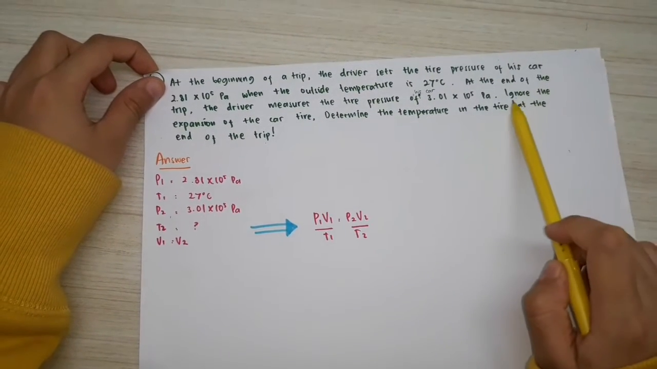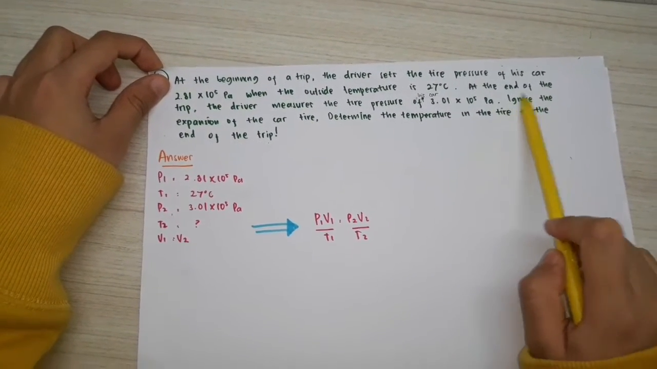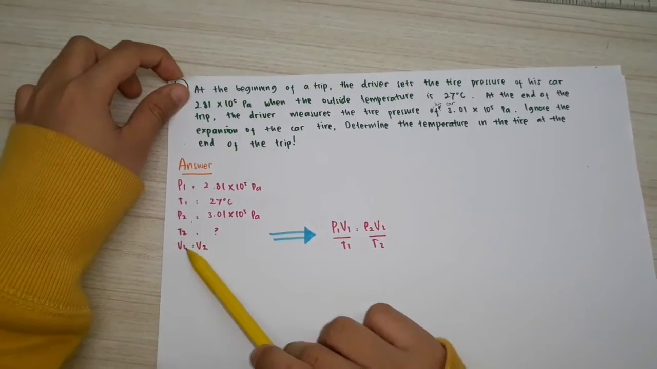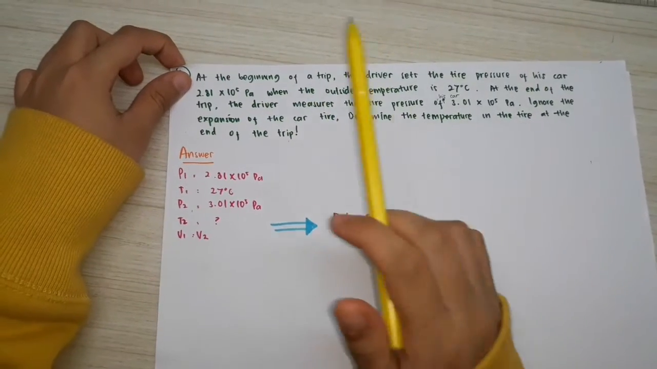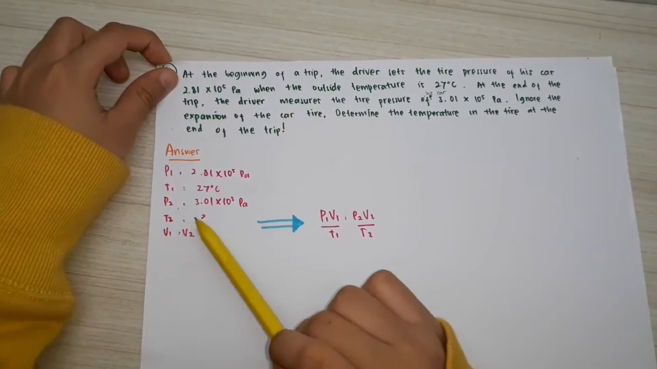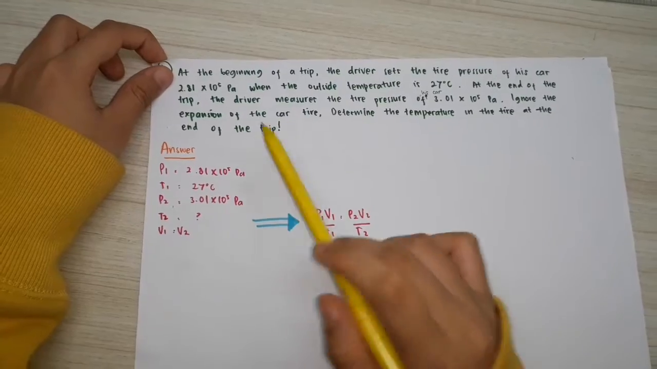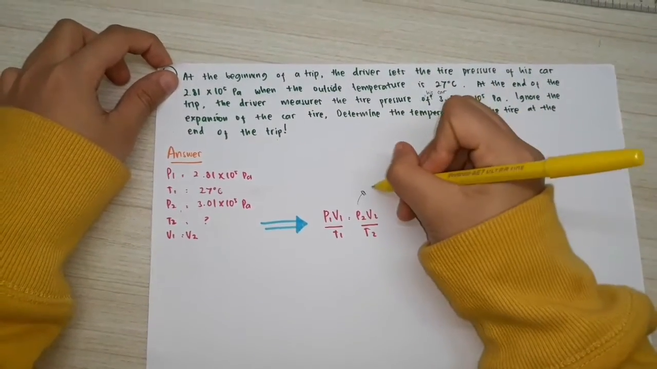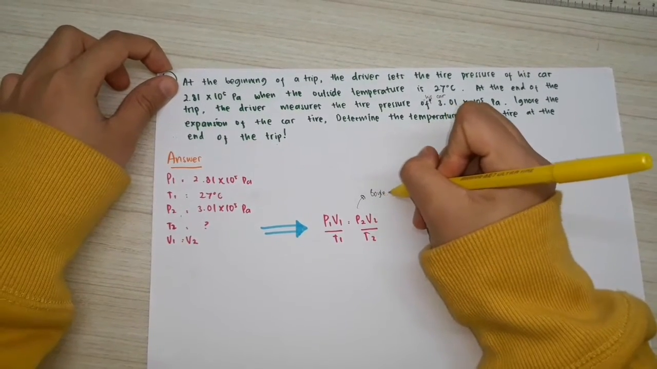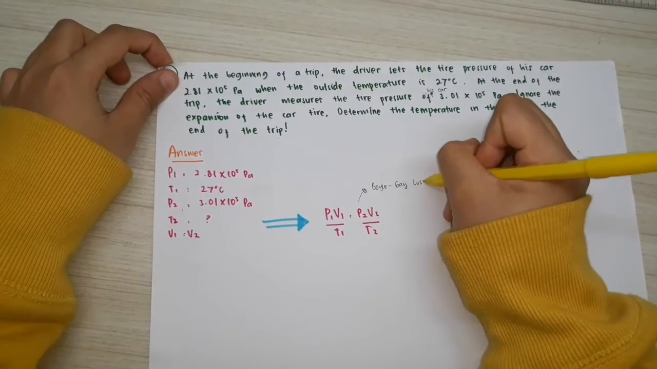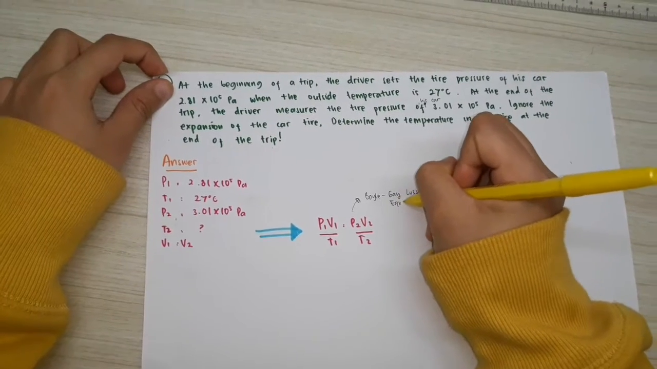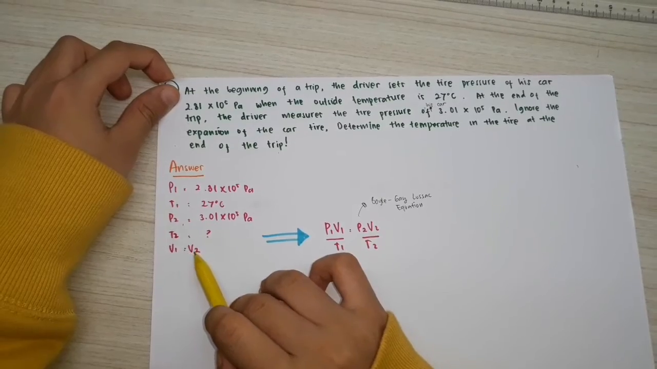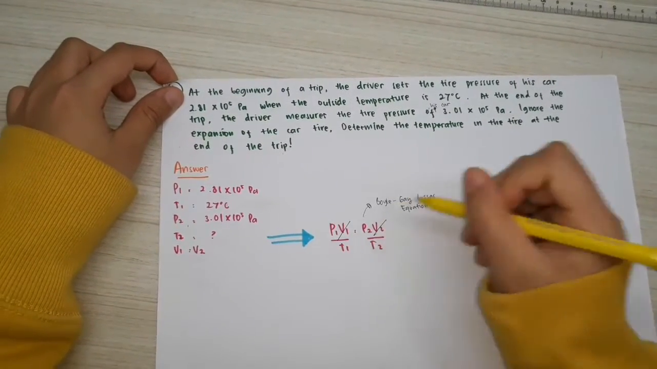Don't forget, the question said that we have to ignore the expansion of the car tire, which means the tire volume at the beginning of the trip is equal to the tire volume at the end of the trip. So we can use the Boyle-Gay-Lussac equation here. And because volume 1 is equal to volume 2, we can just remove it.